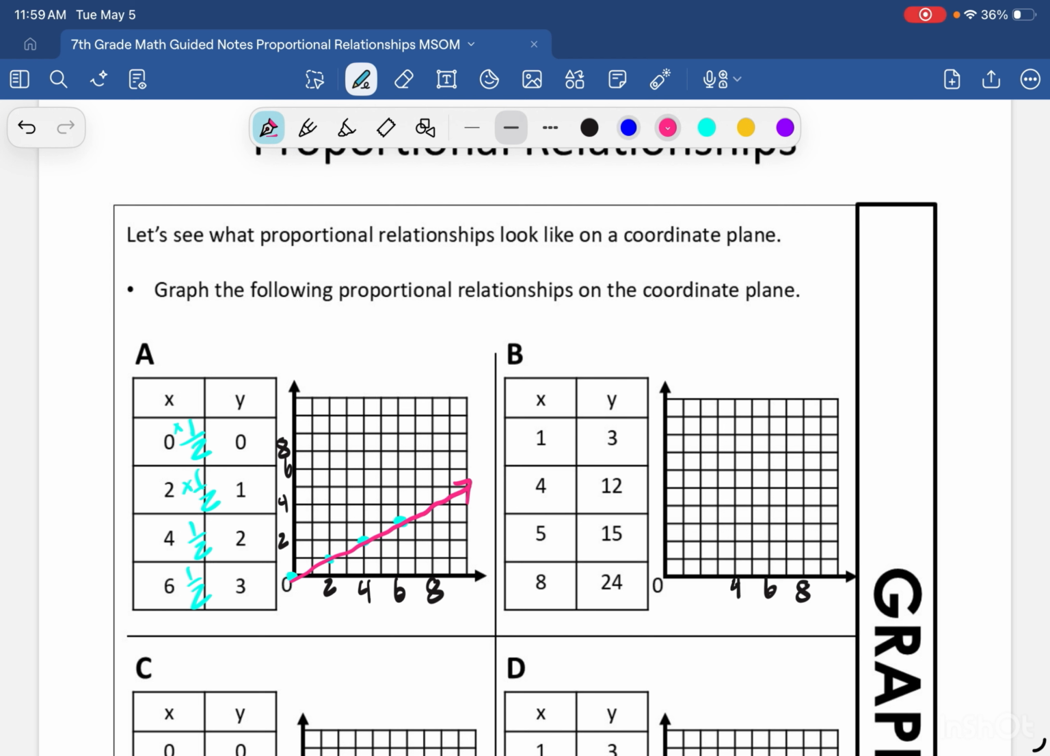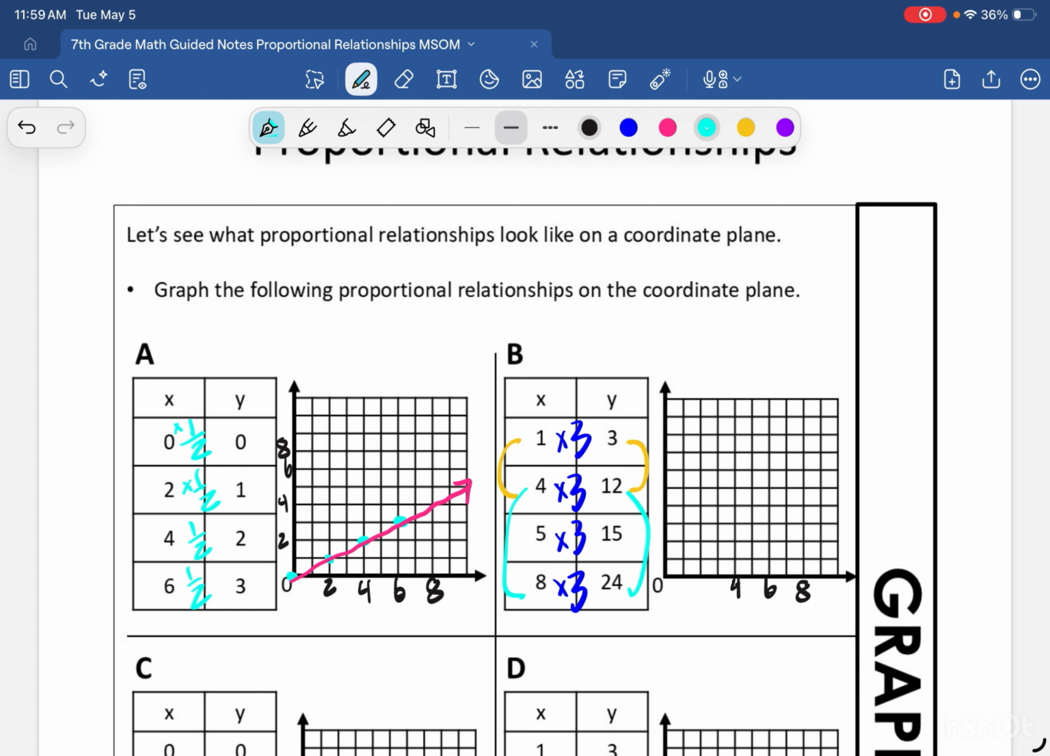Let's look at this next one. Let's check if it is a proportional relationship. If I go 1 times 3, 4 times 3, 5 times 3, and 8 times 3, that will always work for my y's. I don't need to check this way, but I can if I need to. 1 times 4 is 4, 3 times 4 is 12, and I can even check like 4 times 2 is 8, 12 times 2 is 24.